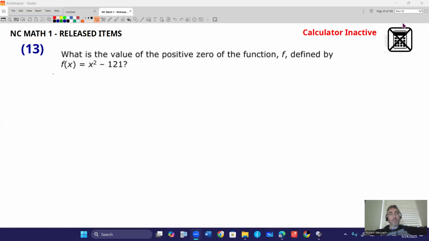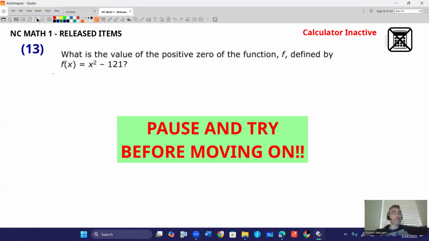NC Math 1 release items, question number 13, calculator inactive. What is the value of the positive 0 of the function f defined by f of x equals x squared minus 121? Try this on your own, and we're going to go over it in 3, 2, 1, boom.